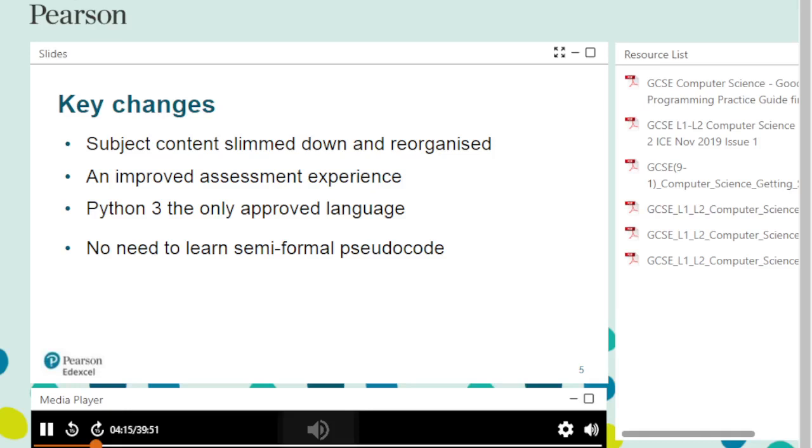You can find out more information about the changes to the subject content in the Getting Started guide. There's a copy in your download pack, and it will be referred to several times during this session, so you might find it helpful to have it to hand.